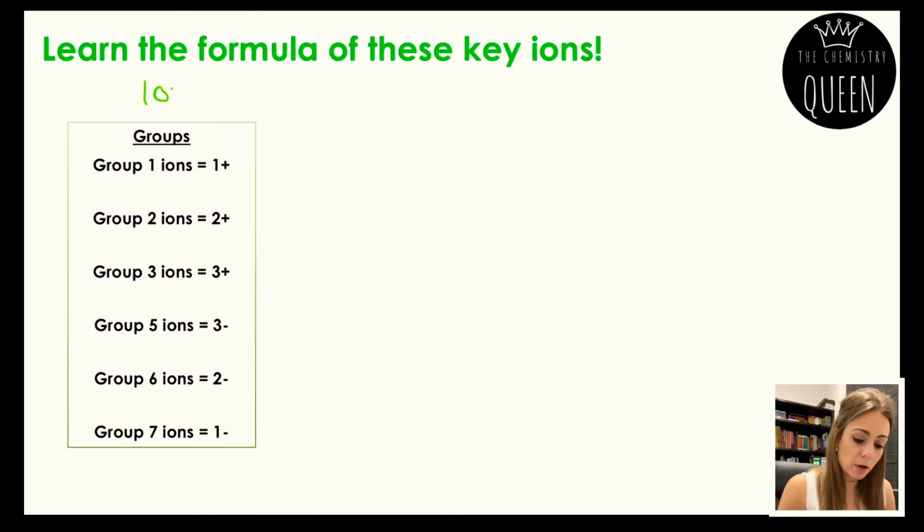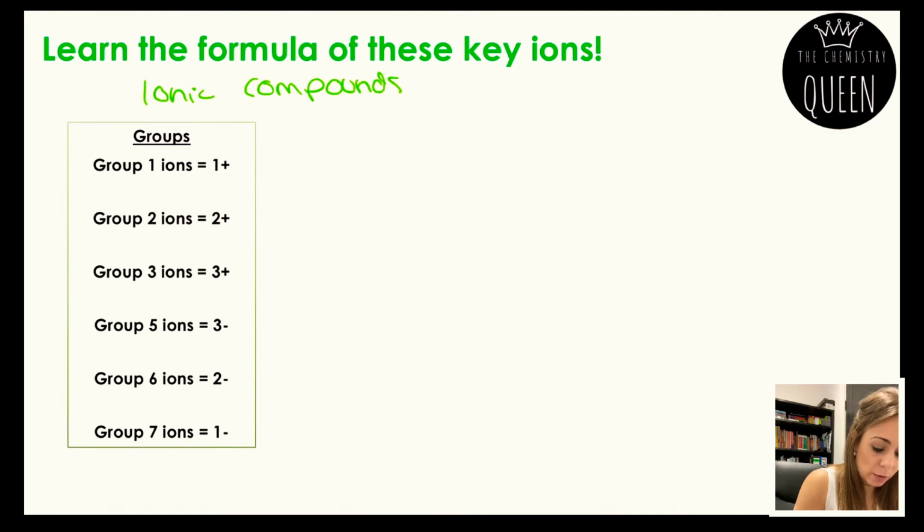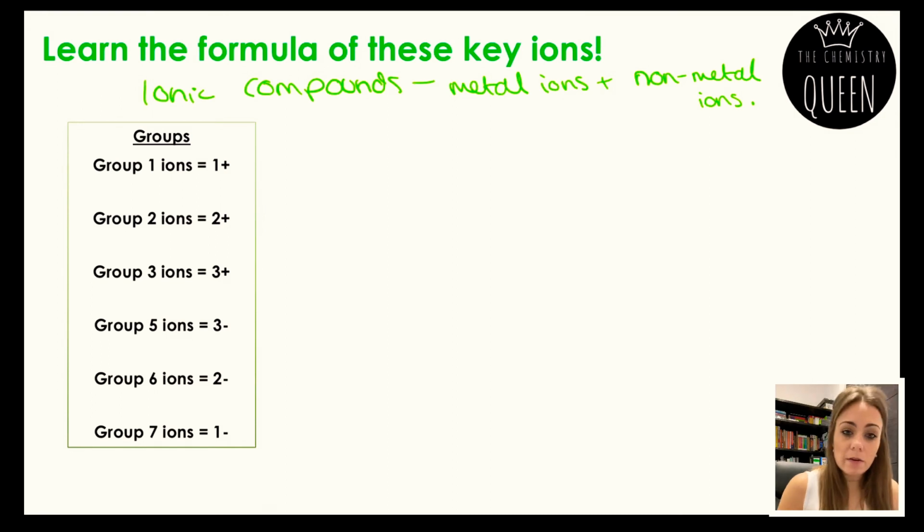So ionic compounds, hopefully we already know, are made up of metal ions and non-metal ions. And there's a very easy way to figure out the chemical formula of an ionic compound, so long as you know what charge ions particular elements will have. If you look in the periodic table, then all the elements in group 1, when they form an ion, will form a 1+ ion.